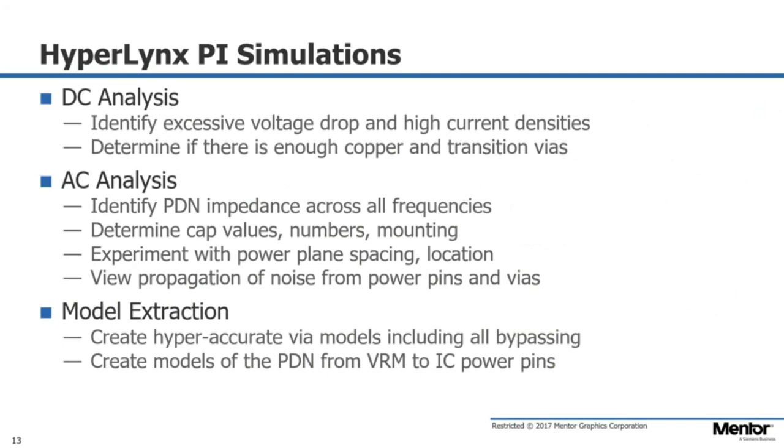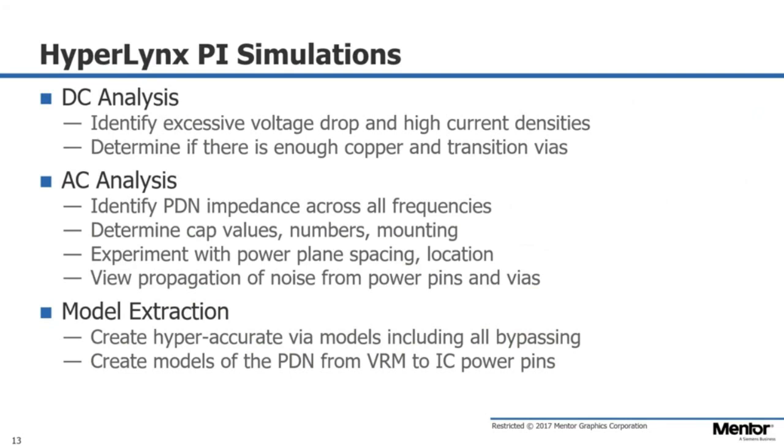So if you have a small amount of copper, or a lot of vias going through that copper, the DC analysis will take that into account and understand how the voltage drop is affected through those small amounts of copper in your plane areas.